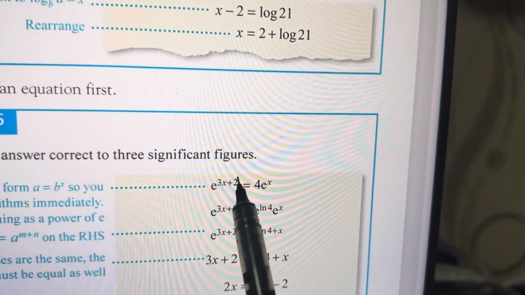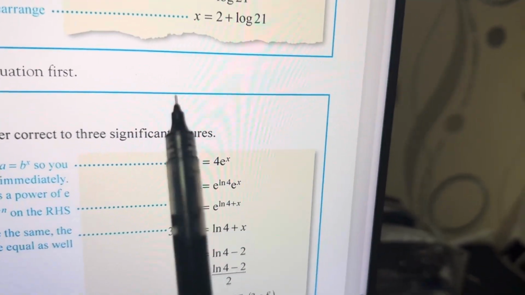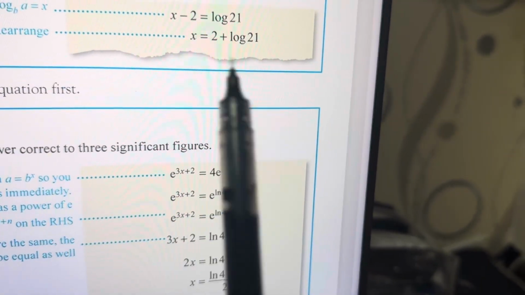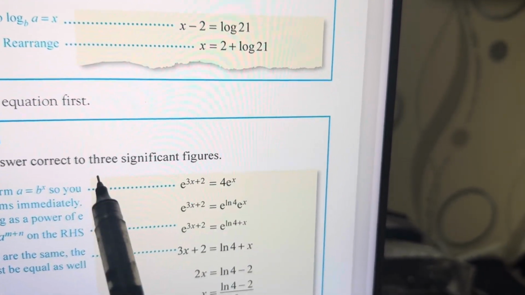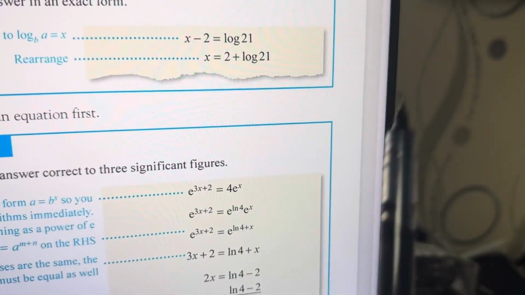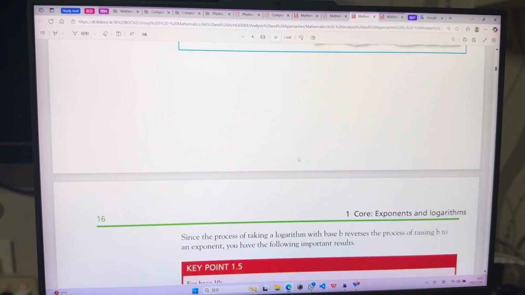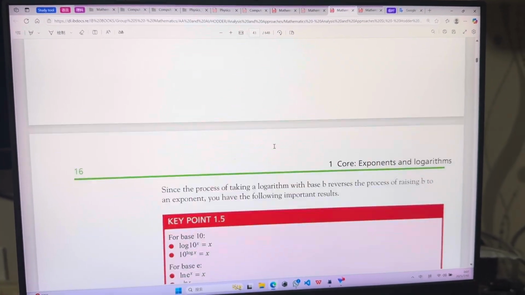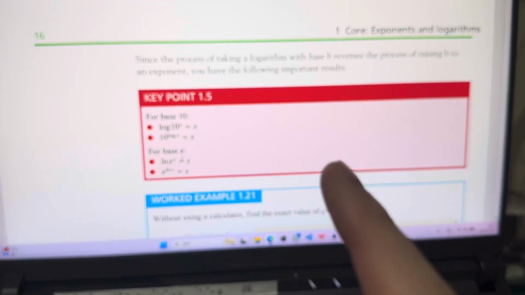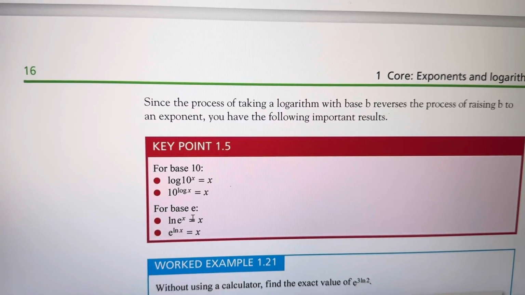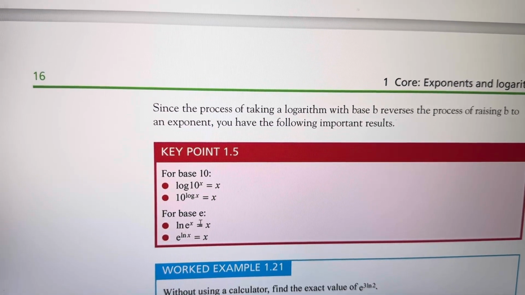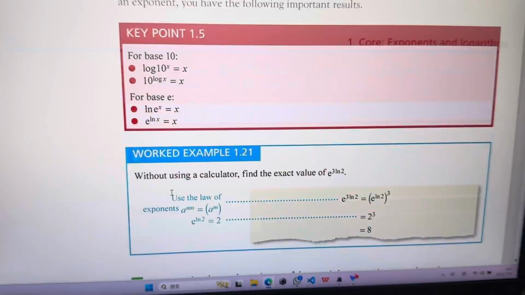The left side is e to the power of something. The right side is 4 times e to the power of something. It seems that if we can use e to the power of something to replace just 4, it will be easy to calculate. So what should we do? Let's go up and follow our textbook. Ln e to the power of x is equal to x. So x is equal to ln e to the power of x.